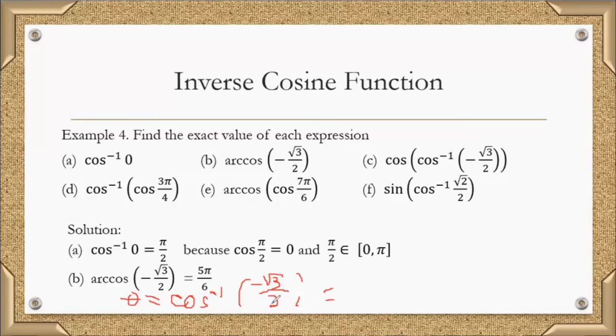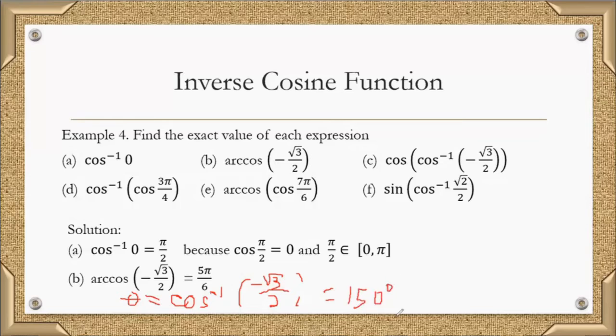Itong square root of 3 over 2 ay approximately negative 0.866 and so on. Kaya pwede mong gamitin ang shift cosine, then negative 0.866 and so on. So meron kang 149.997. Pwede na siya sa 150. 150 sa degree measure yan to be exact. So 150 sa degree measure.